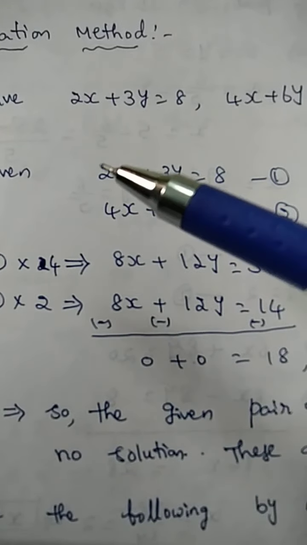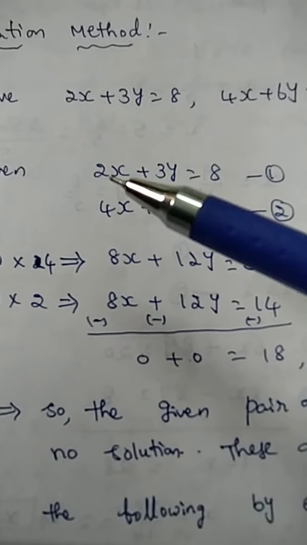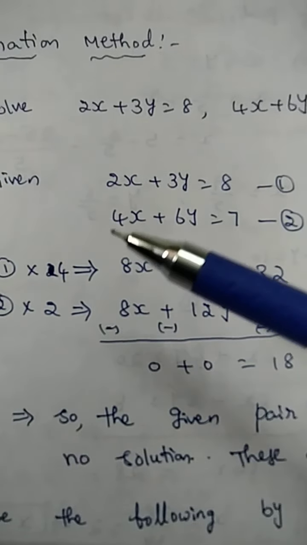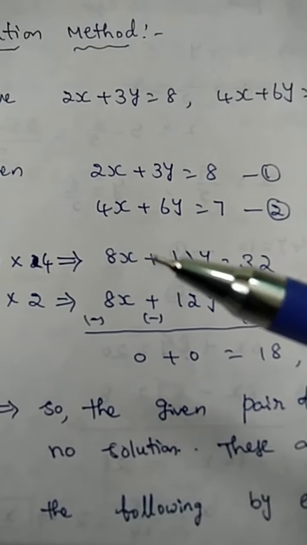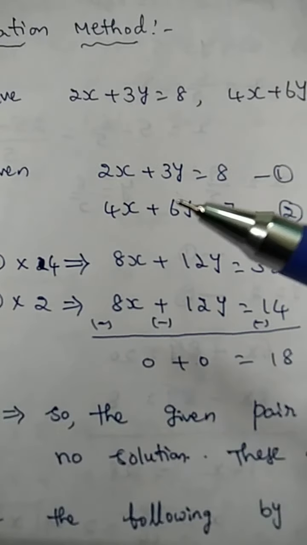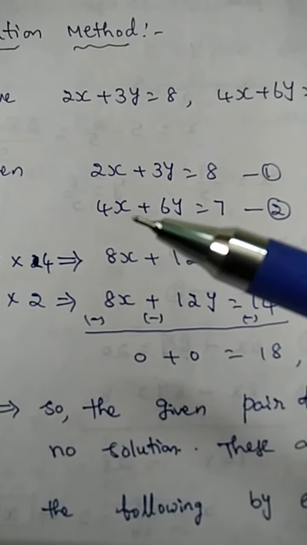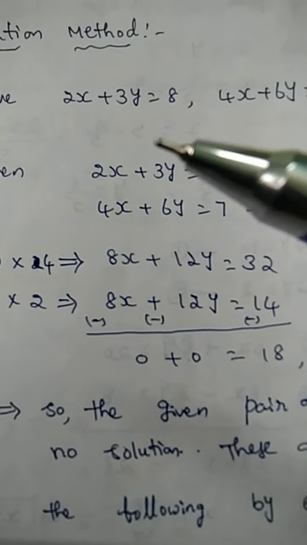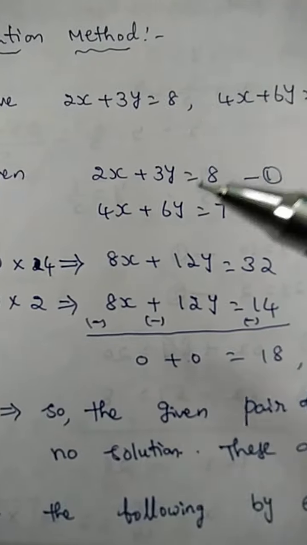We observe the x coefficients. If those are the same, then you can subtract the second equation from the first equation. Clear what I said? If the coefficients of either of the two variables are the same, then subtract those equations. Clear?